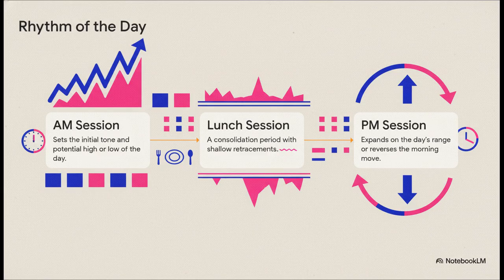Then you have Act 2, the lunch session. This is usually the intermission, right? It's quiet, things consolidate, and then you get the grand finale, the PM session. This is where the market either expands on the morning's move or it completely reverses it. Getting this basic structure down is so important.